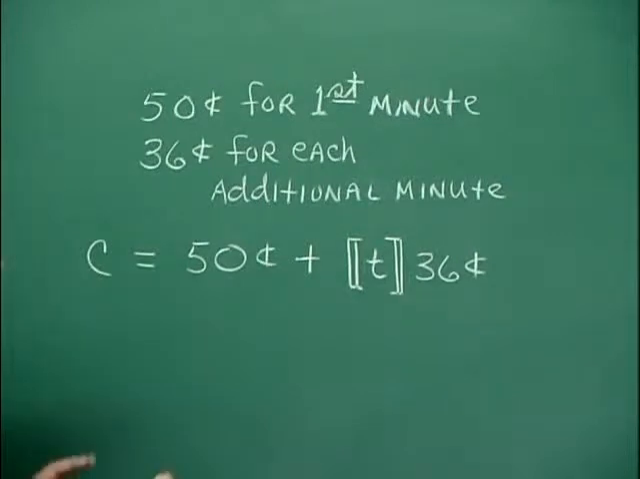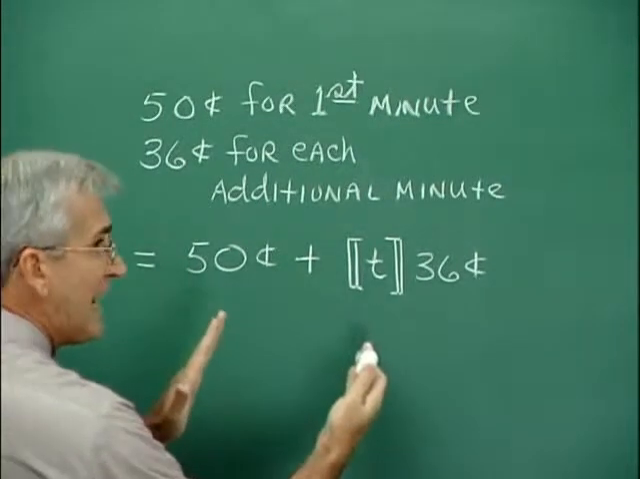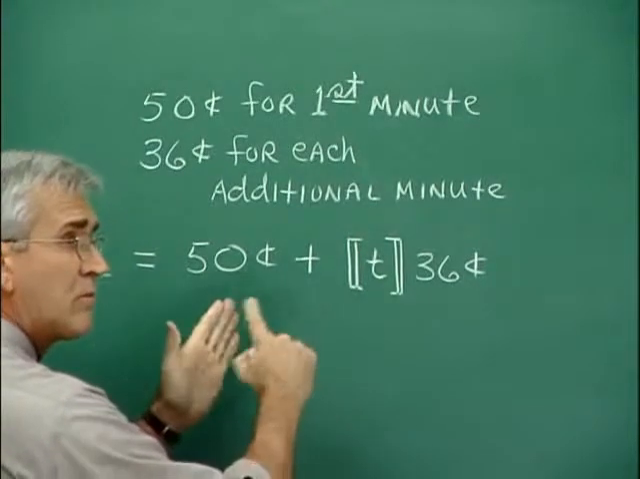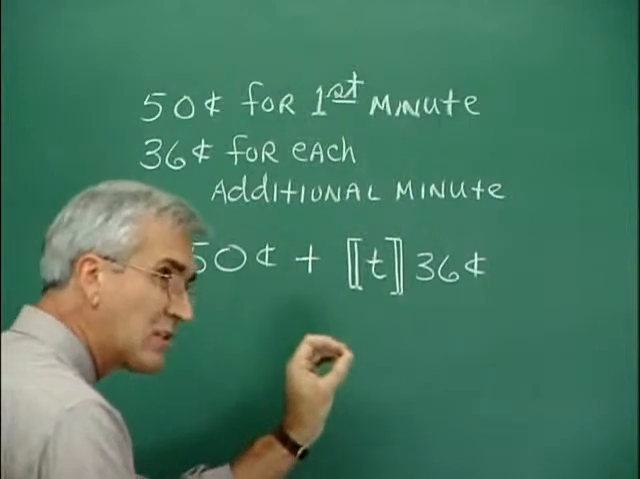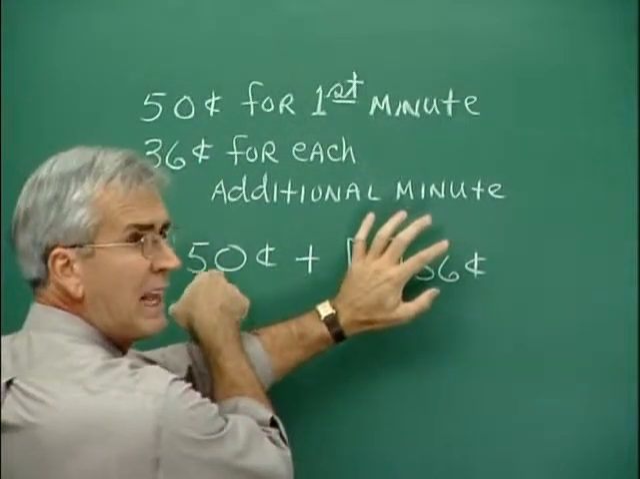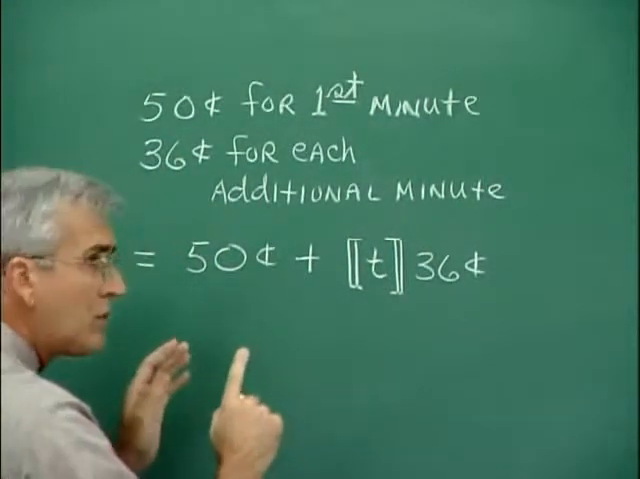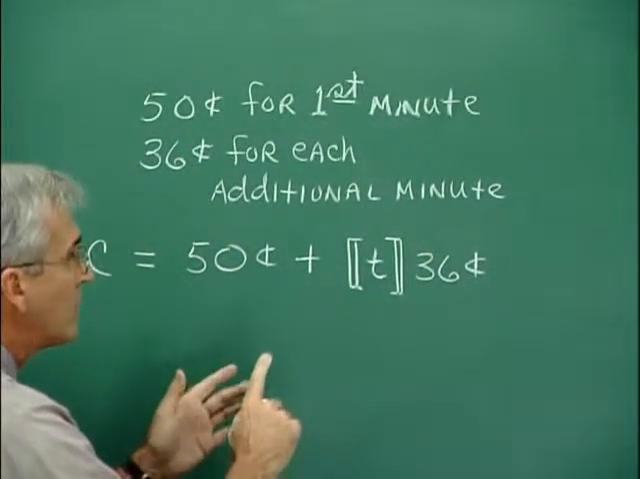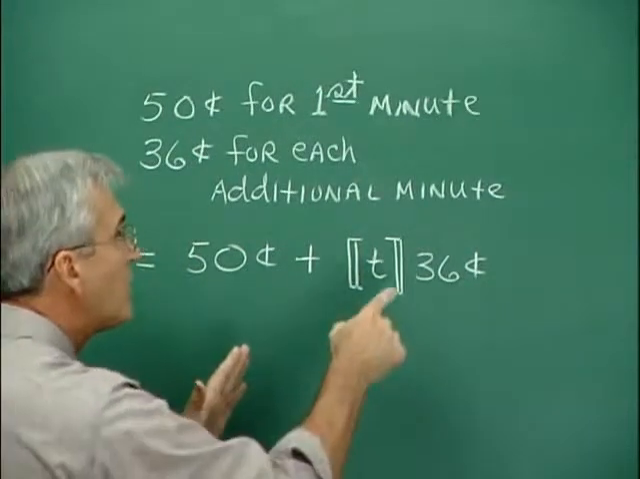You see, now, so for 0 to 1 minute, the greatest integer from 0 to 1 is 0. So for 30 seconds of time, you're charged nothing over here. You're in that first minute. That's that 50 cents idea. And for the next minute, once you jump over 1 minute, once you get to the 1 minute mark, then you're charged here.